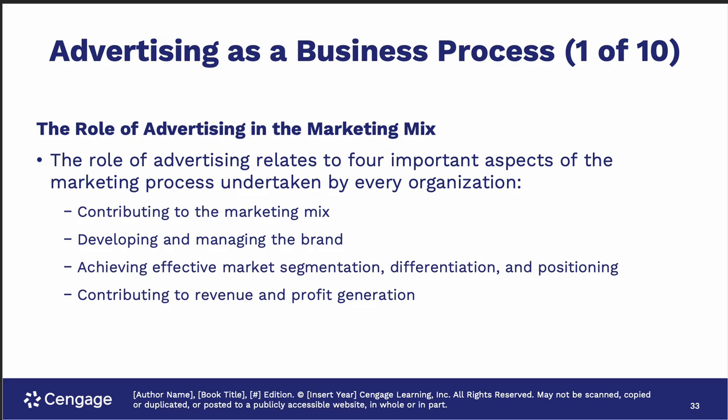So business process contributing to the marketing mix. This is how is advertising part of the marketing mix? The marketing mix is product, price, place, promotion. Promotion tells the story of the other three elements. Product is the features and benefits. This is where we draw our copy, if you will, or the messaging.